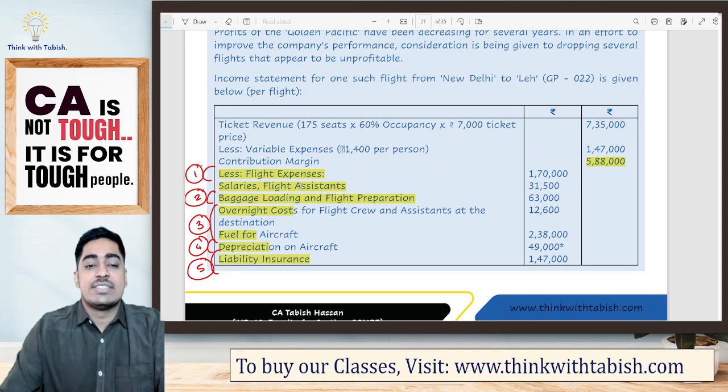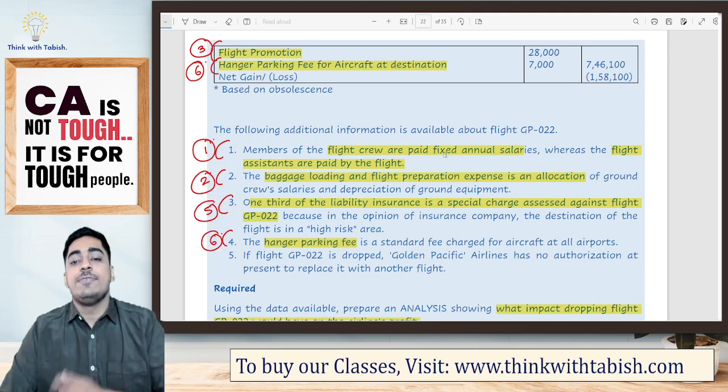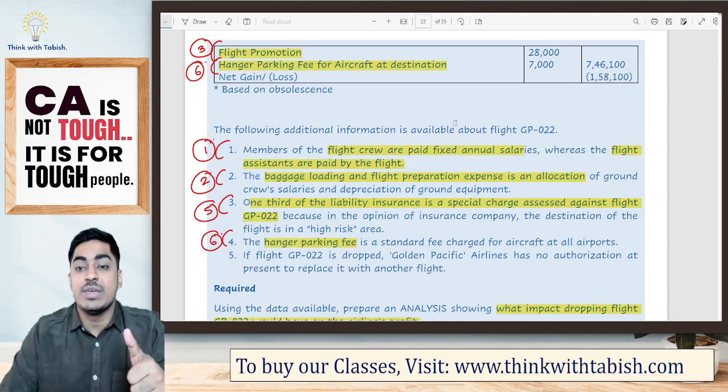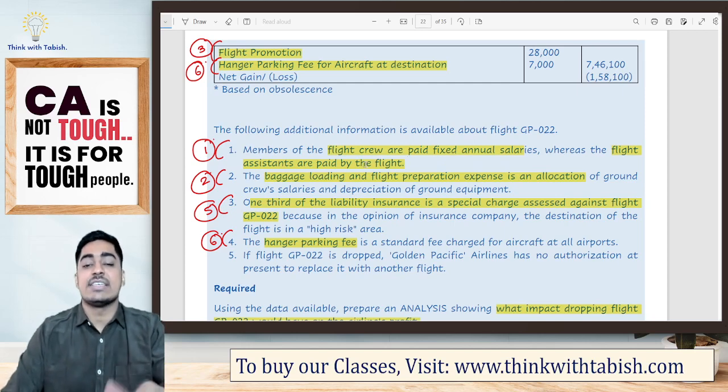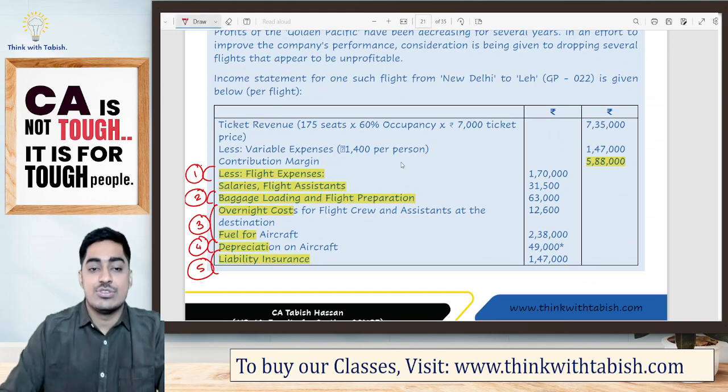Firstly, I'm having salaries. So if you come to note number 1, flight crew are paid fixed salary. That means whether I continue the flight or not, this salary has to be paid. That means it is going to be irrelevant. Whereas flight assistants are paid by the flight. That means flight assistant salary is going to be relevant. This is irrelevant. This is going to be relevant.